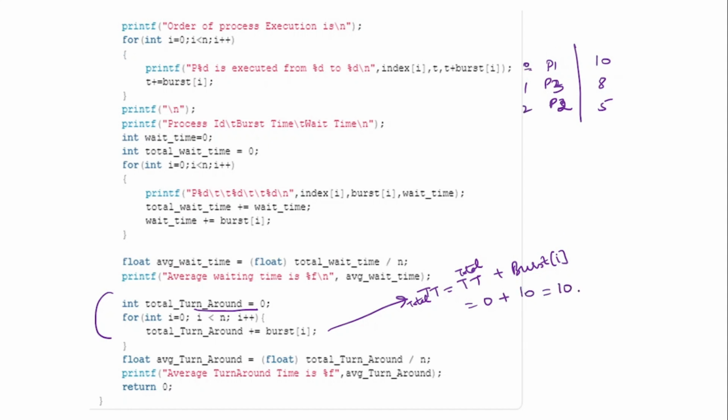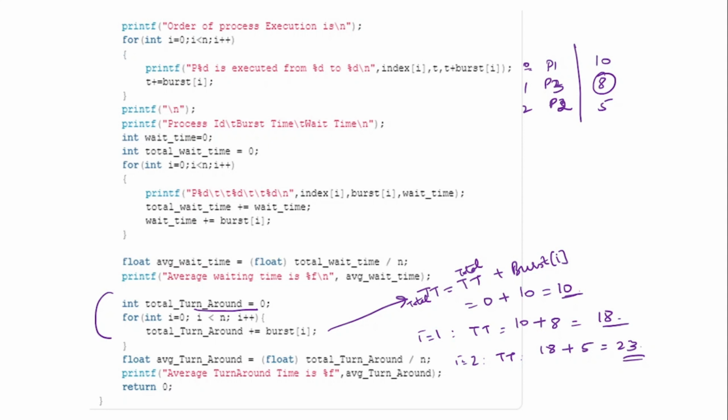So this is 10. Okay, then if i is equal to 1, the total turnaround time is the previous turnaround time, which is 10, plus the burst time here, that is 8, which is 18. Now the turnaround time of the third process is the total turnaround time 18 plus 5 again, which brings it to 23. So again we have the value of the turnaround time also.